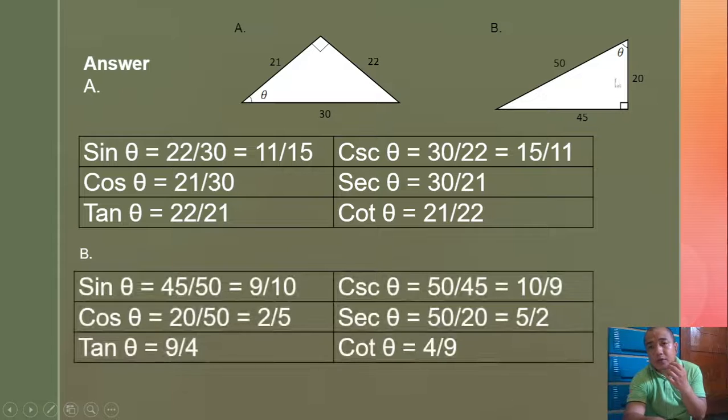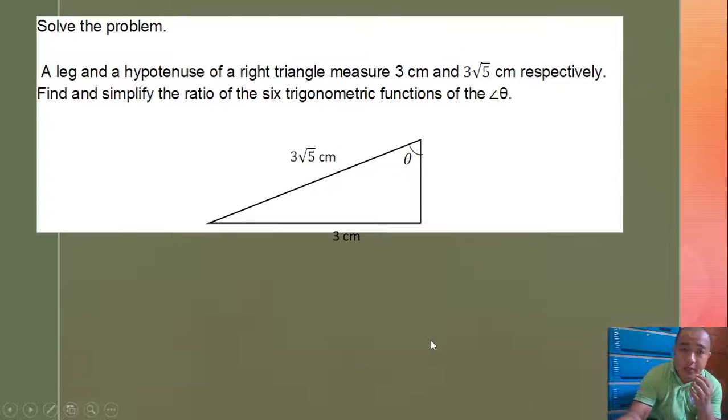How about letter B? Sine theta. Ito yung theta natin. Opposite side is 45 over 50 hypotenuse. 45 over 50, 9 over 10. Cosine theta, 20 over 50, 2 over 5. And tangent theta, opposite side over adjacent side, 45 over 20 or 9/4. And therefore, cosecant theta is the reciprocal of sine theta, 10 over 9. Secant theta, the reciprocal of cosine, 5 halves. Cotangent theta, the reciprocal of tangent, 4 over 9.